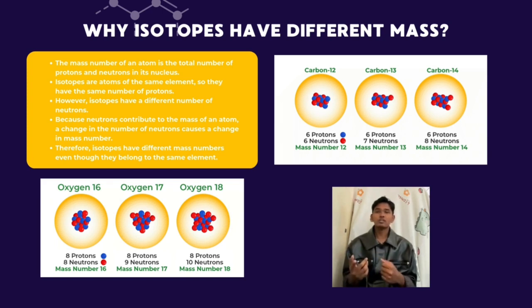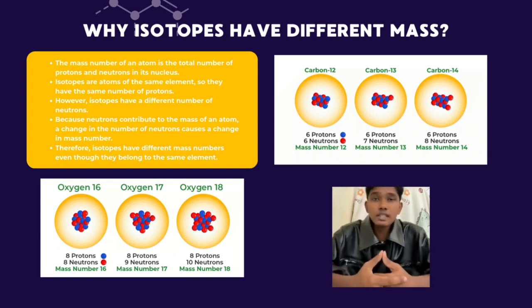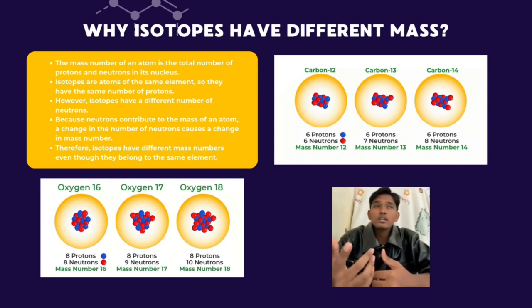So let's look at another example. We have oxygen-16, oxygen-17, and oxygen-18. For oxygen-16, we have 8 protons and 8 neutrons. The total mass number is 16. Next, for oxygen-17, 8 protons and 9 neutrons. Total mass number is 17. For oxygen-18, they have 8 protons and 10 neutrons. So the total mass number is 18.